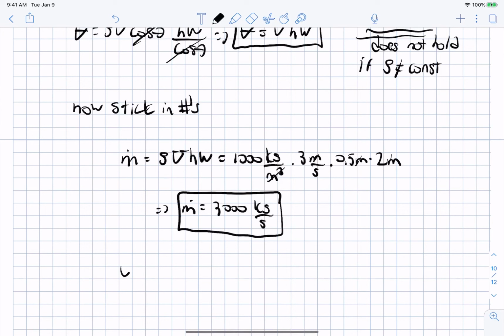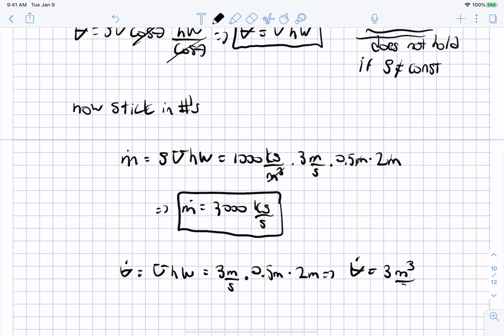Okay, and then v dot equals our formula that we derived, VHW, that equals 3 meters per second times 0.5 meters times 2 meters. And that implies that the volumetric flow rate is equal to 3 cubic meters per second.